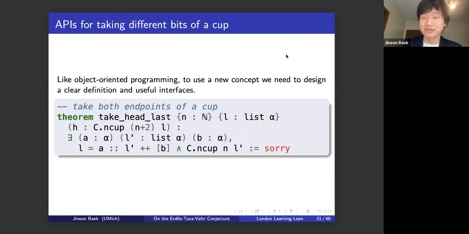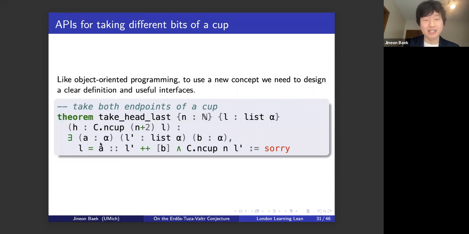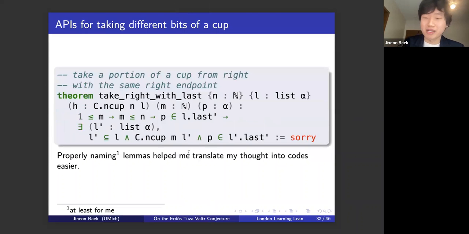So here is an example of that. Like in object-oriented programming, if you have a new concept, designing a good interface on it really helps. Here is an example where I take a large cup and I take both endpoints. And not only that, you will have a smaller cup in the middle, right? And that's supposed to give us a cup as well. So this is a small lemma that takes both endpoints and also gives a proof that the middle one is also a cup. And another lemma is this.